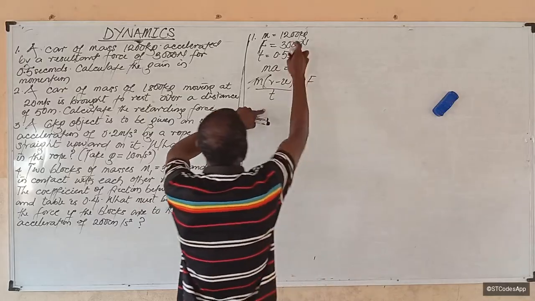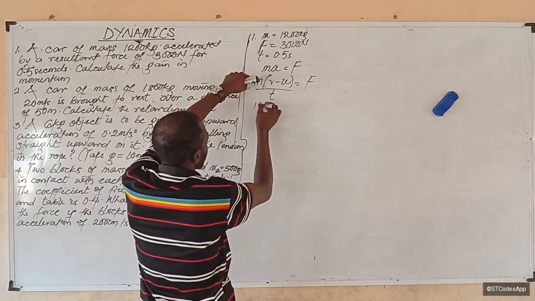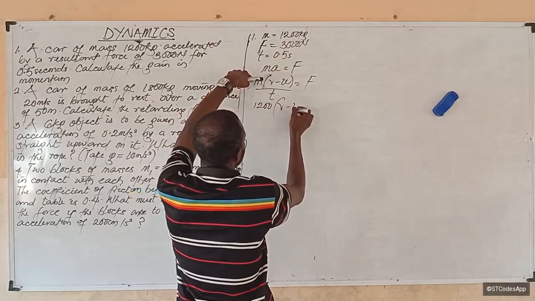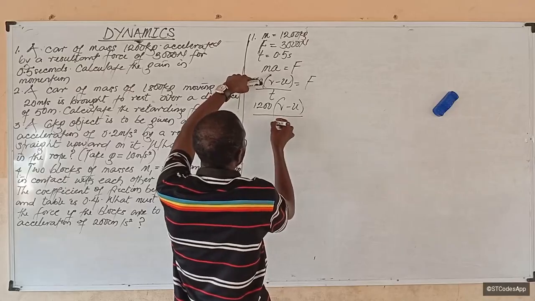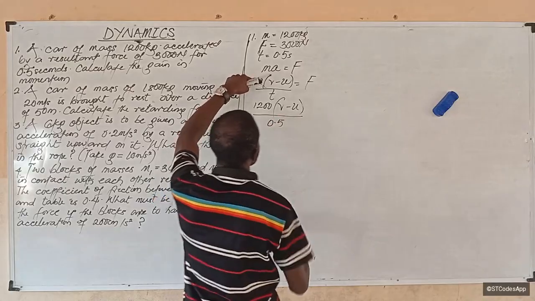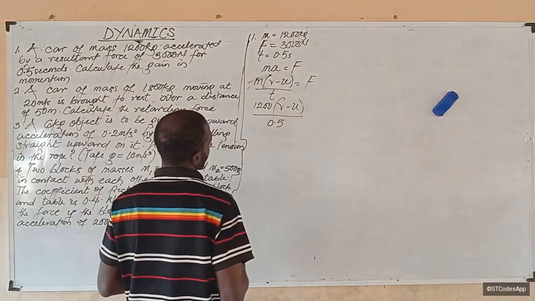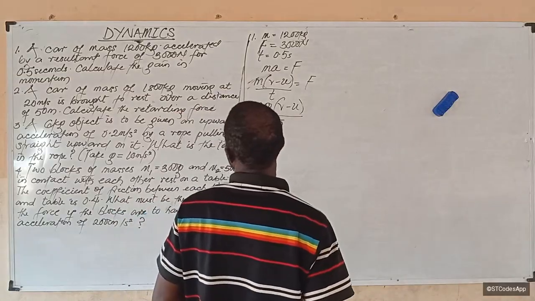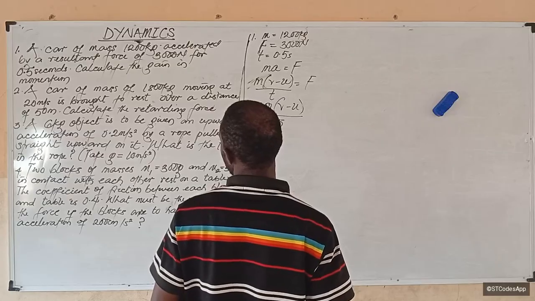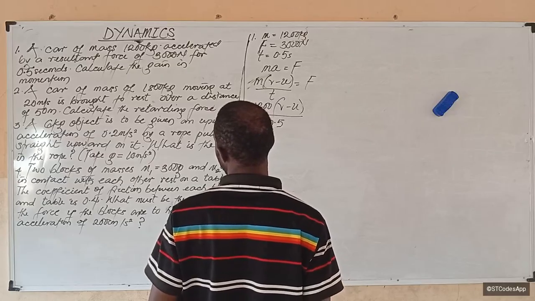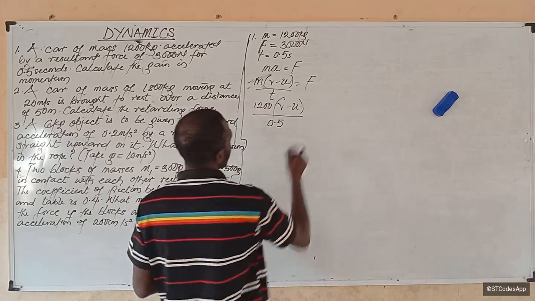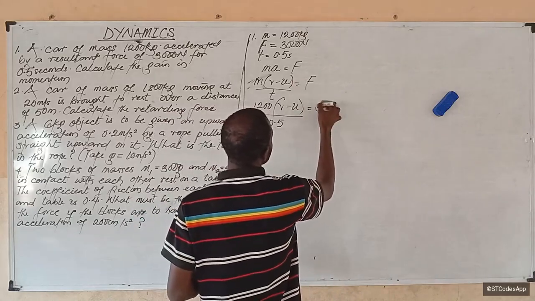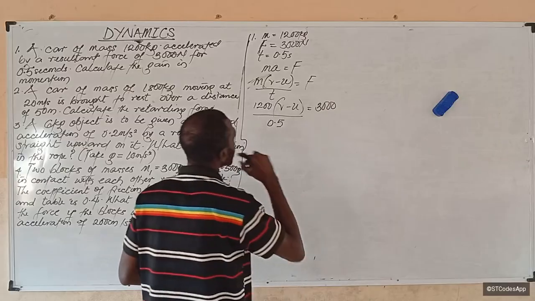So this force is 3,000, mass is 1,200. So we'll put that here. (v minus u) over the time of impact, which is 0.5 seconds. Is it clear? The body is accelerated by the resultant force of that. Calculate the gain in momentum, okay? So this is equal to the force, which is 3,000.